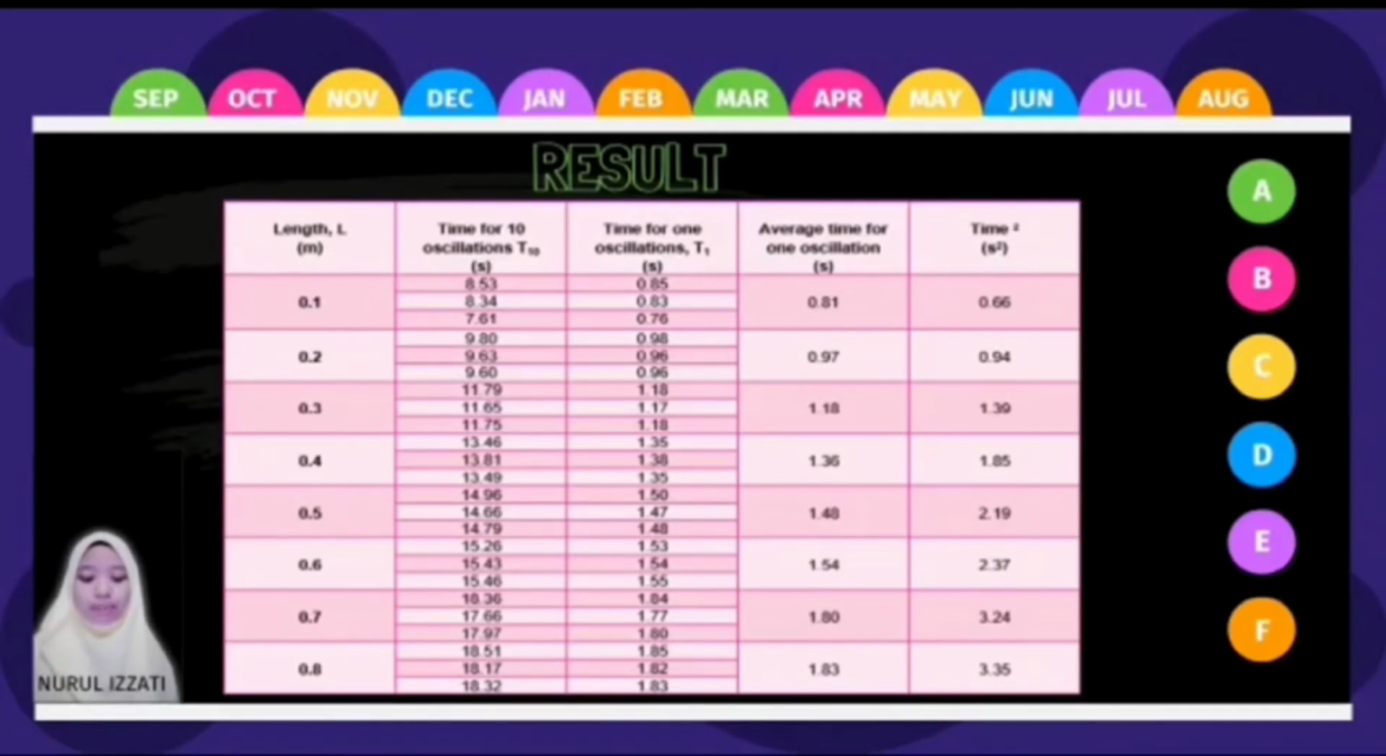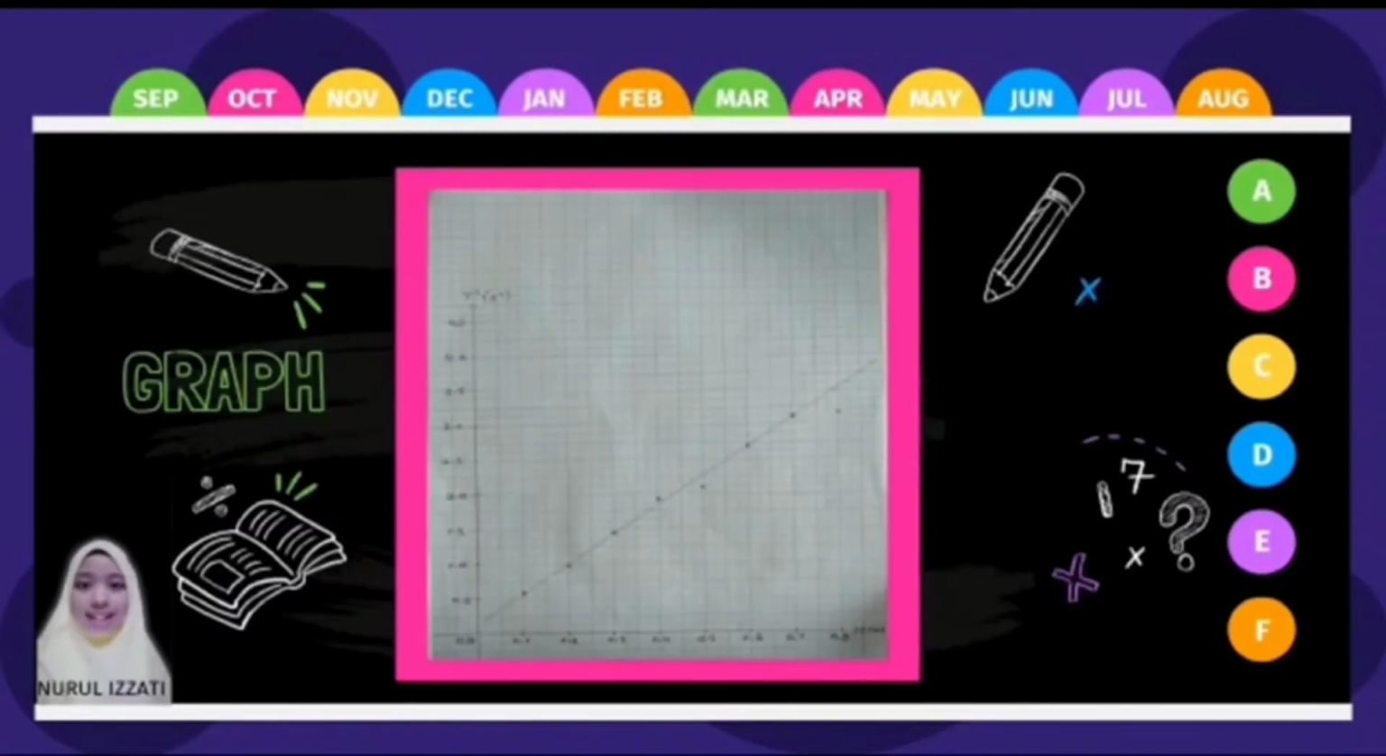The time squared is 2.37 seconds squared. For 0.7 meter, the average time is 1.80 seconds, and time squared is 3.24 seconds squared. For 0.8 meter, the average time for 1 oscillation is 1.83 seconds, and time squared is 3.35 seconds squared. This is the graph of the experiment, T squared against length.